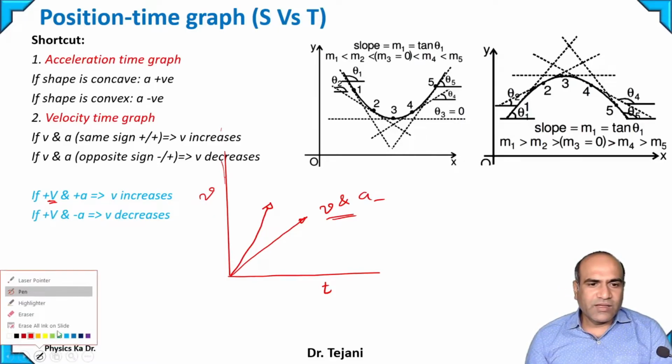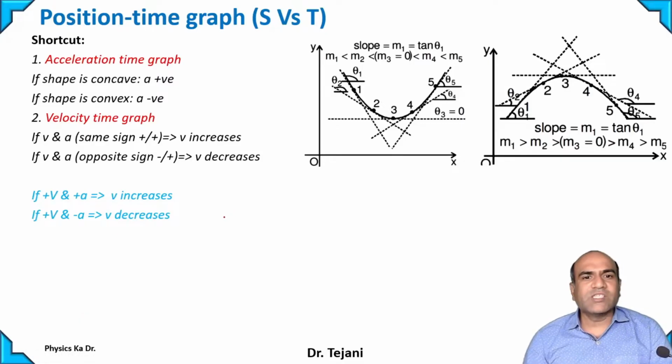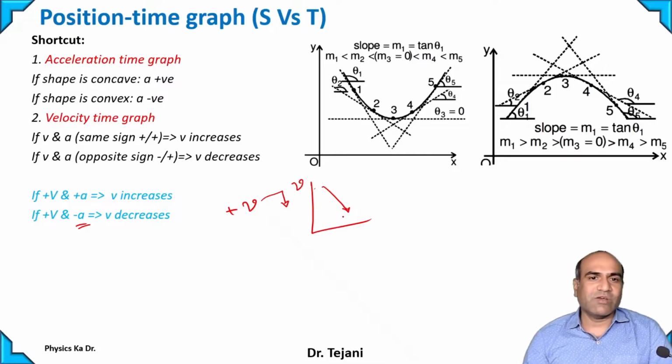If velocity is positive, but acceleration is negative. Negative acceleration means there is a reduction. It is taking velocity to the reduced side. So that means velocity decreases. You draw a graph for that. So velocity decreases.